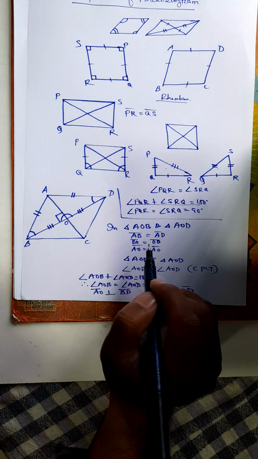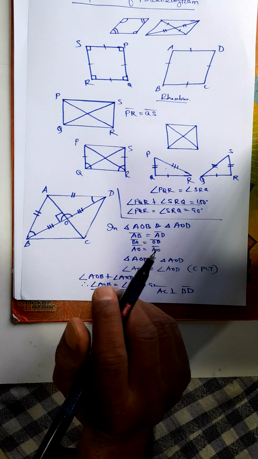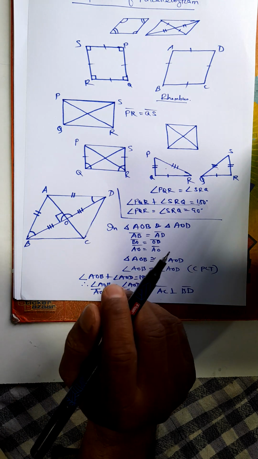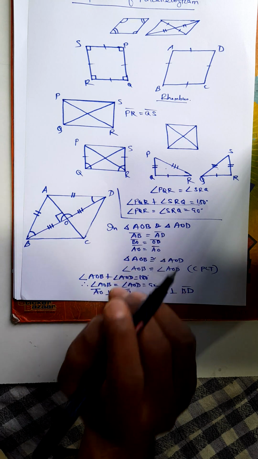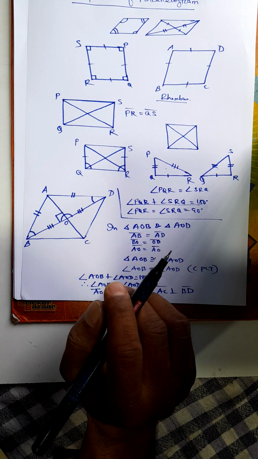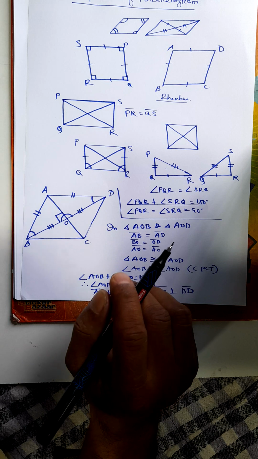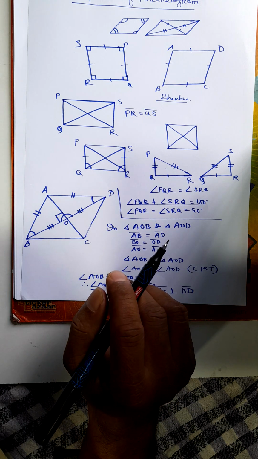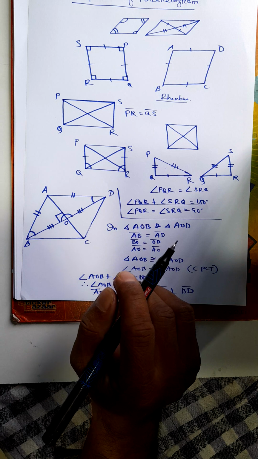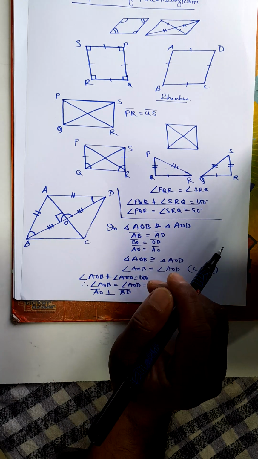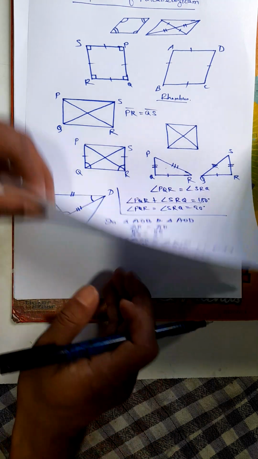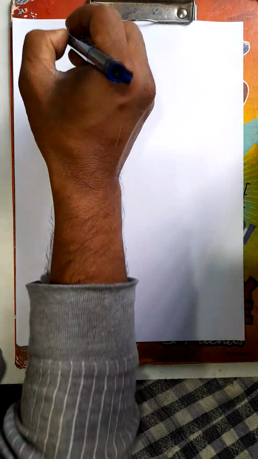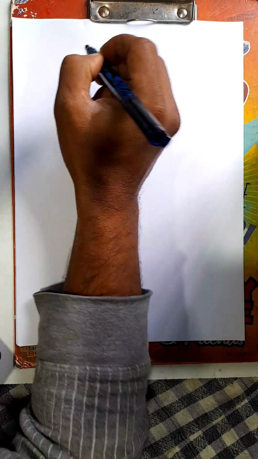So if in a quadrilateral you find that diagonals bisect each other at right angles, that means it's a rhombus. If in a quadrilateral you find that diagonals are equal, you can say it's a rectangle, right? If in a rectangle you find that all sides are equal, then it's a square, right? So these are the basic properties of parallelogram. So we can conclude here the entire properties of parallelogram.